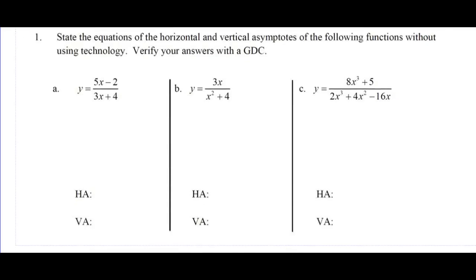So based on what we know, state the equations of the horizontal and vertical asymptotes of the following functions without using technology, and then we'll just graph them using decimals. Right now, obviously, you'd be expected to graph using your graphing calculator. So what's the horizontal asymptote here? 5/3, right? So it's horizontal, so it's going to be y is equal to 5/3. And what's the vertical asymptote? X equals -4/3.